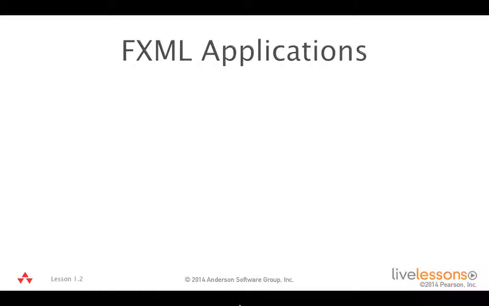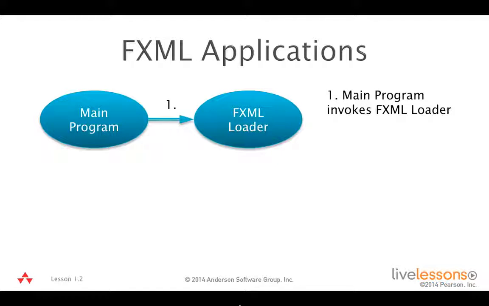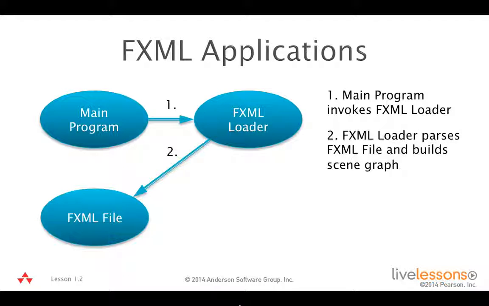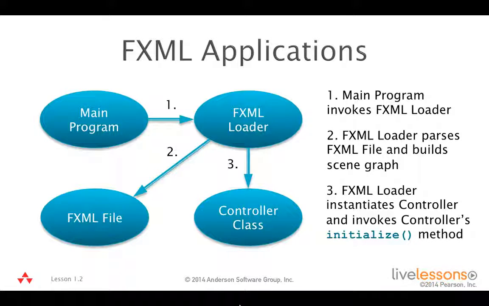Let's walk you through the steps now to create an application with JavaFX and FXML. In step 1, the main program is a Java class that invokes the FXML loader. In step 2, the FXML loader parses the FXML file and builds a scene graph. In step 3, the FXML loader creates an instance of the Java controller class and invokes the controller's initialize method. At this point, the main program can now set the scene on the stage.